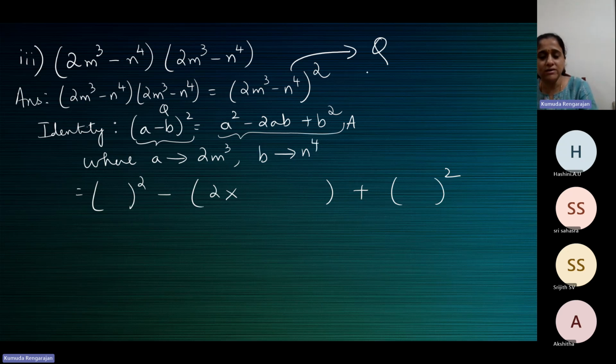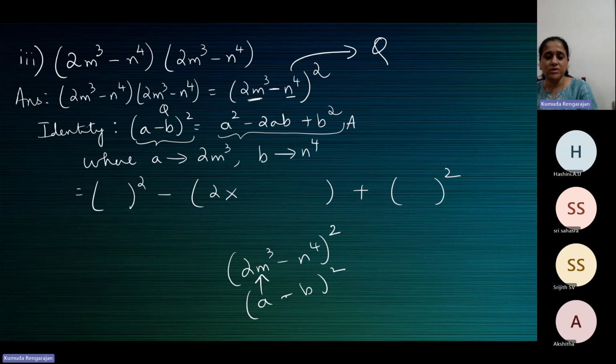So what is a when you compare? This is a, 2m cubed. Minus b, this is b, because it is 2m cubed minus n to the power 4 the whole square. Compare a minus b the whole square. A is equal to 2m cubed. Minus b is equal to minus n to the power 4. So minus and minus cancel. B is n to the power 4. For minus there is minus, so leave that. B is n to the power 4.